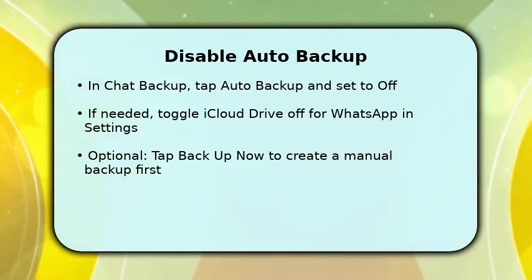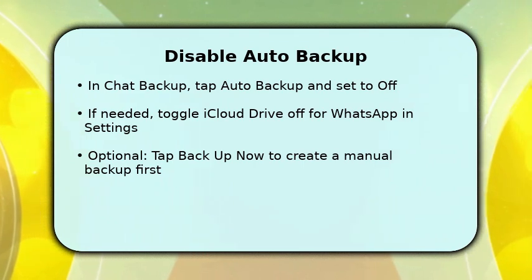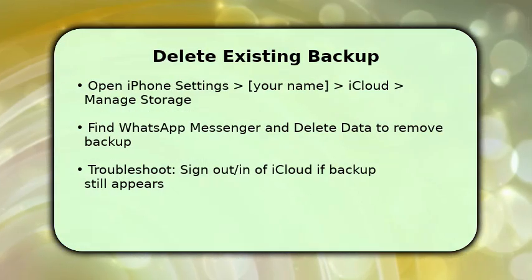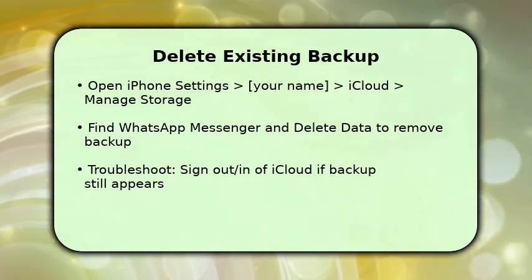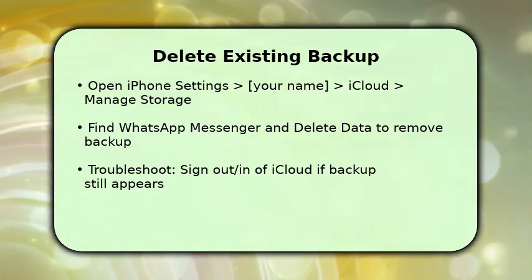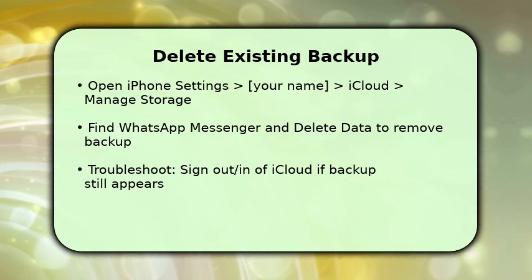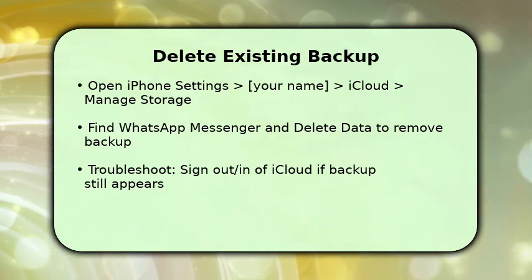Keep in mind, to remove an existing backup, go to Settings, Your Name, iCloud, Manage Storage and locate WhatsApp Messenger. Tap it and choose Delete Data to remove the chat backup from iCloud. Once deleted, confirm in WhatsApp Chat Backup that last backup shows as unavailable.